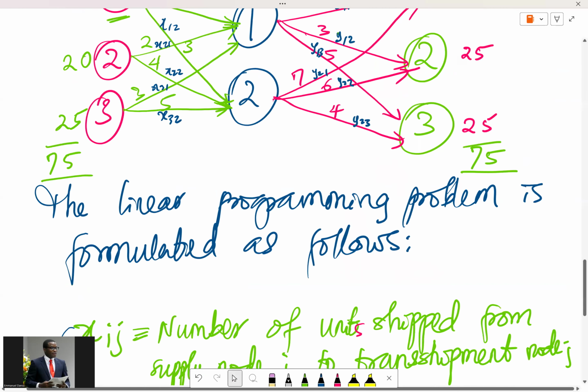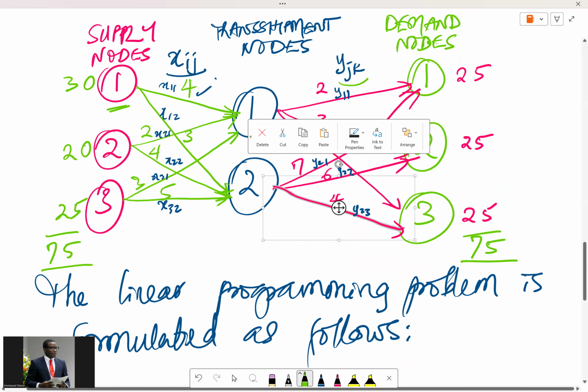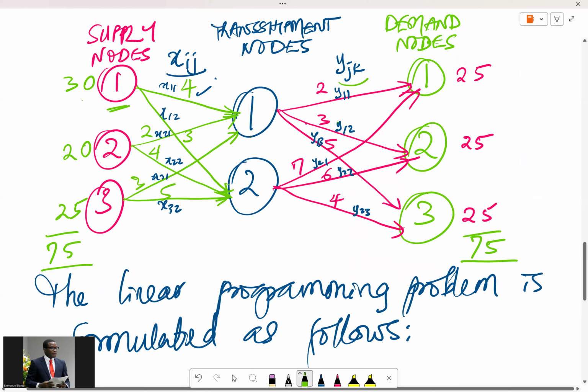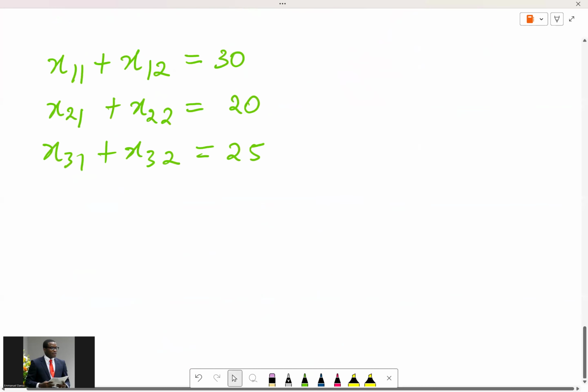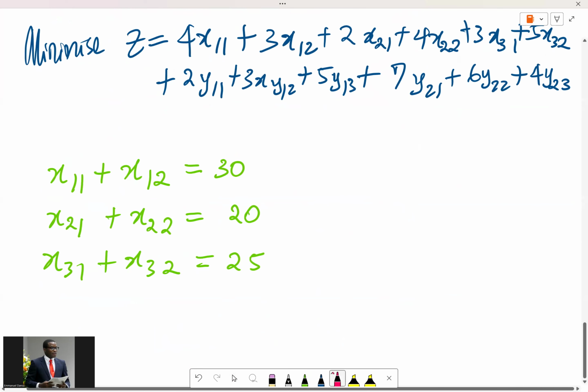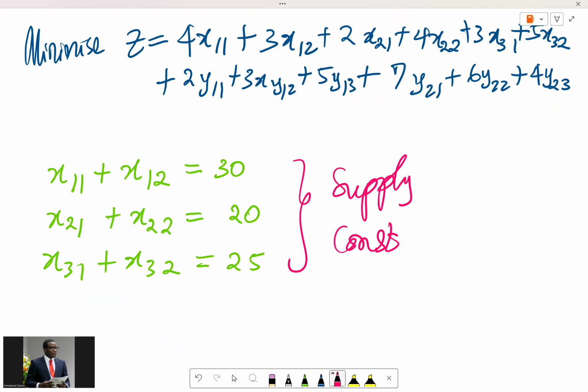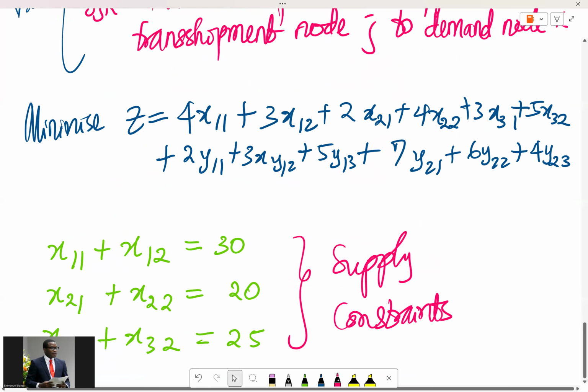Okay, that's all of this now. So x11 plus x12 cannot be more than 30. Then x21 plus x22 cannot be more than 20, or it should be 20, right? Because everything is going to be shipped away anyway. So that's why we have that. Then x31 plus x32 cannot be more than 25. So here now we have what you can call the supply constraints.